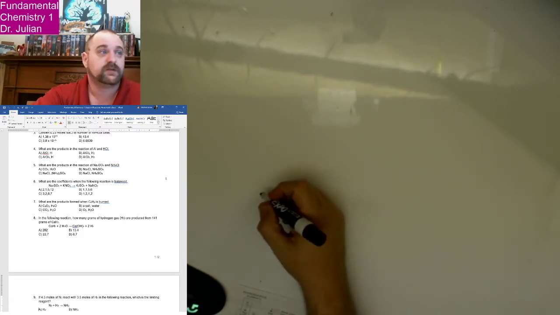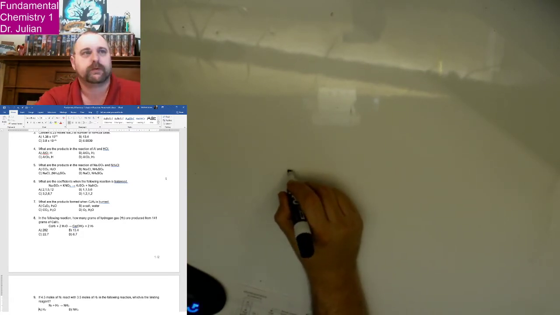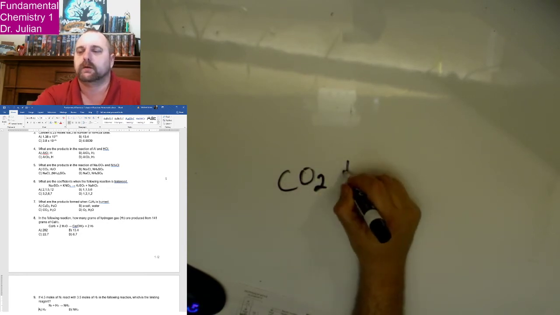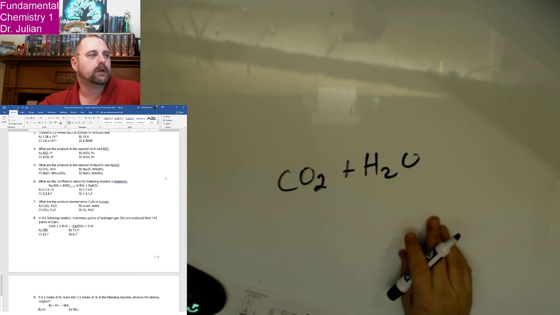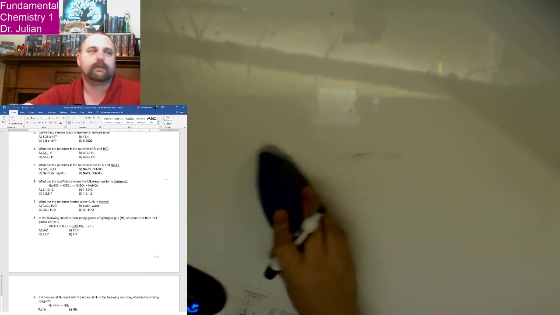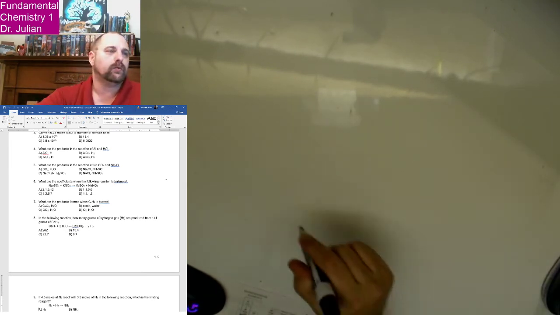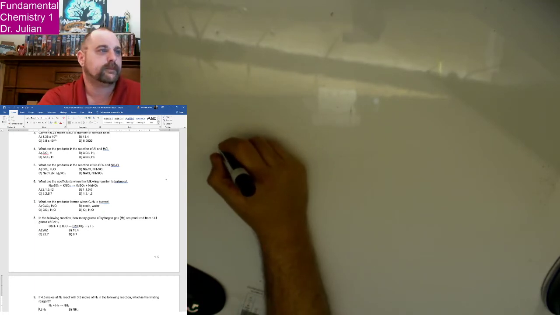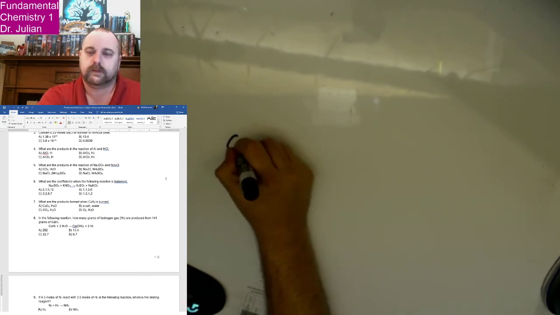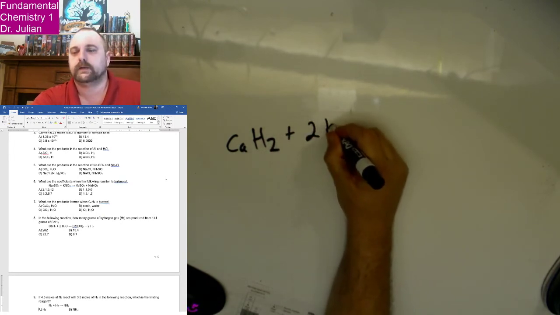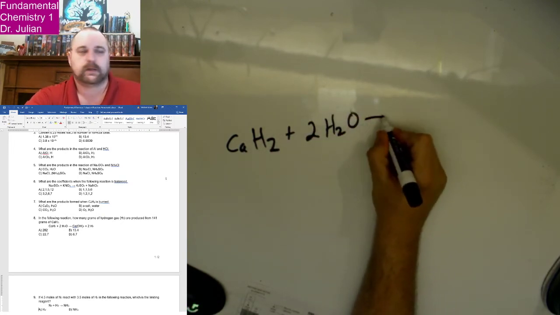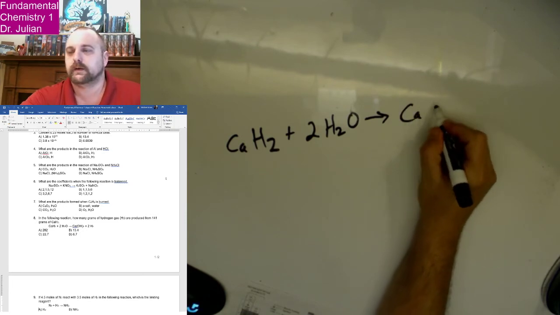What are the products when CH4 is burned? Well, that burned is CO2 plus water. Any kind of combustion, CO2 plus water. That's C. Okay, that one's not too hard. Oh, here we go. CaH2 plus water, and they've got it balanced. Normally, I like to check that they balanced it correctly.